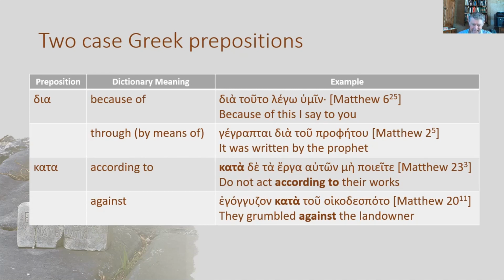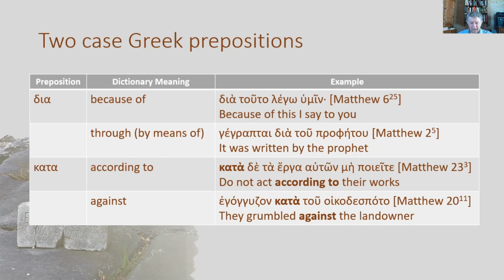Kata de ta erga auton me poiete. The me poiete really comes first, and it's a command. Do not act, do not do. According to, kata, ta erga auton, their works or their deeds. So do not act according to their works or their deeds. Don't do what they do, is what he's actually saying.